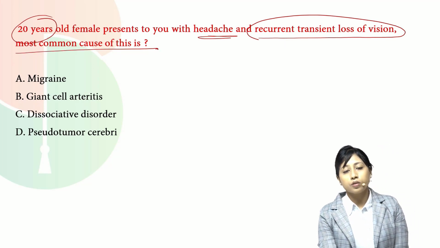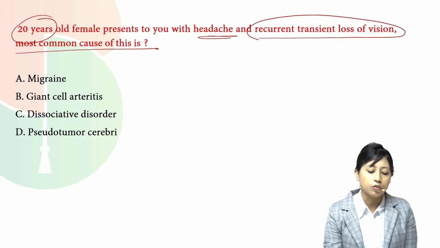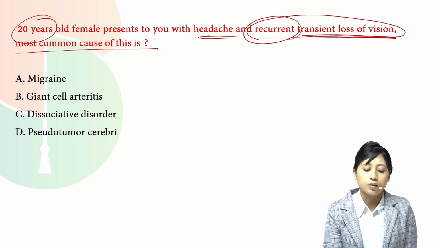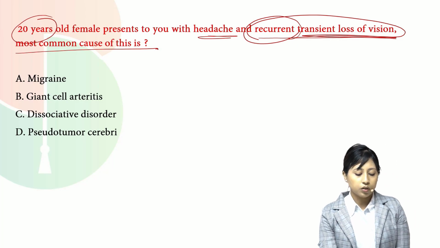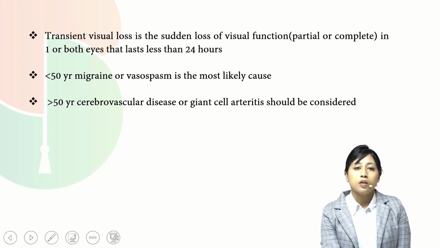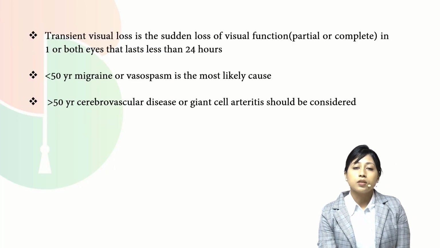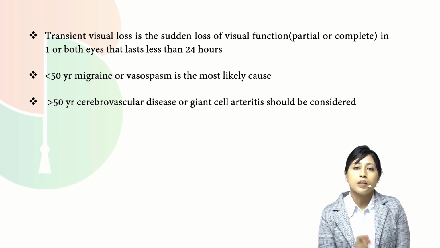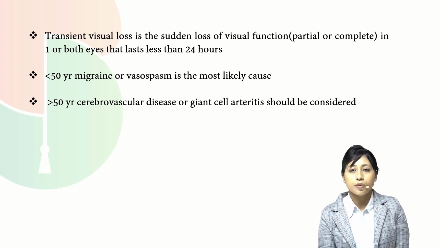Before moving on to our options, let us understand what transient loss of vision is. Recurrent transient loss of vision. What is transient loss of vision? Transient loss of vision is the sudden loss of visual function in one or the other eye, and they regain the normal visual acuity within 24 hours.